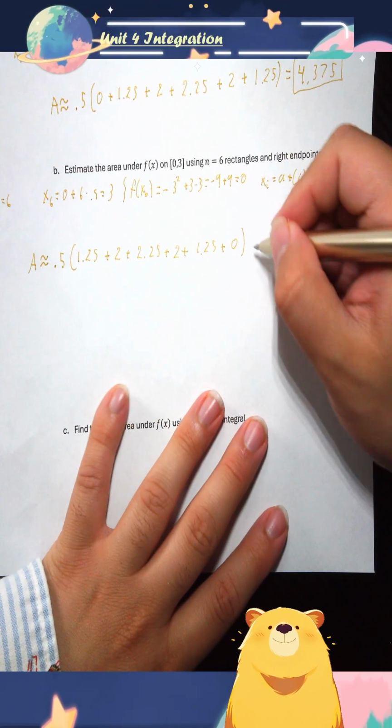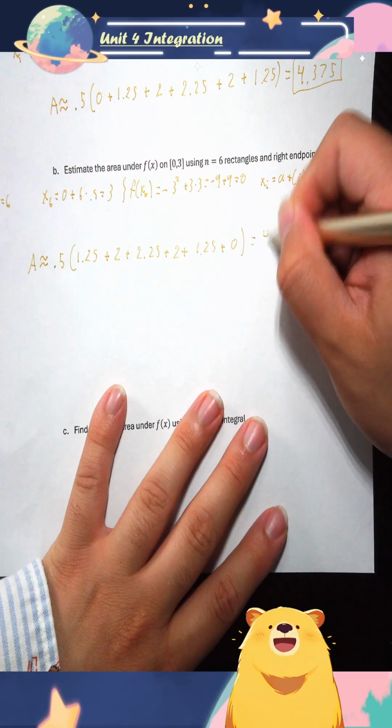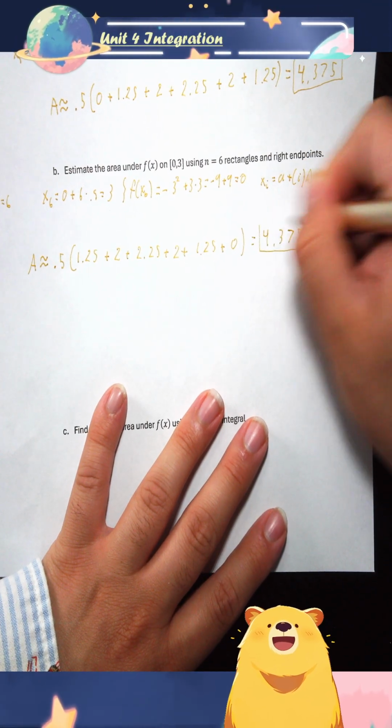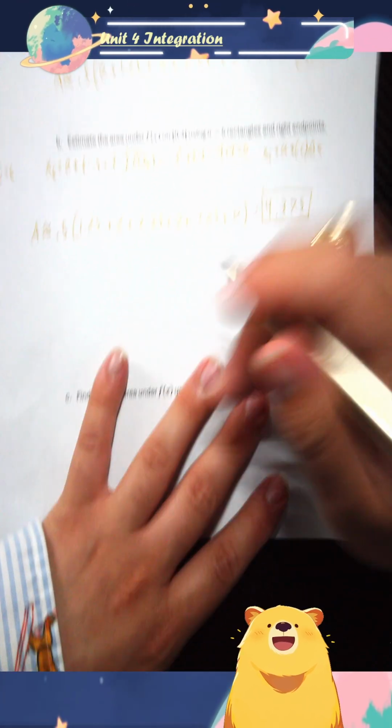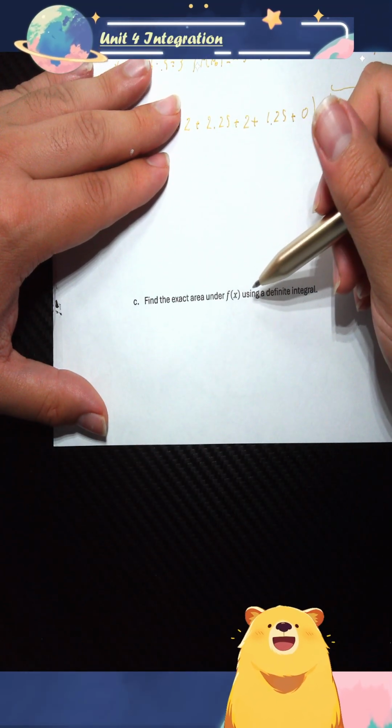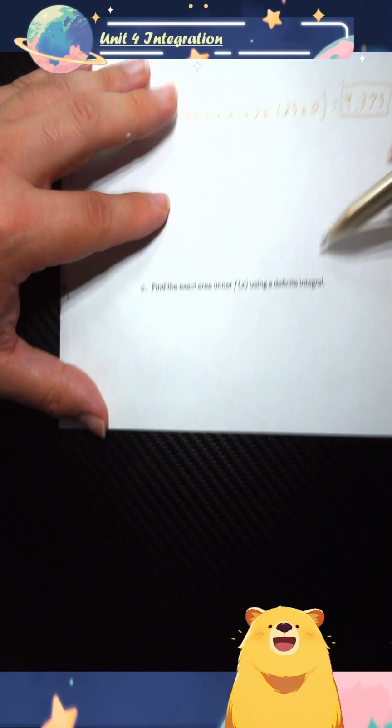And you can do the same thing. So 4.375. Again, is this the area? No, it's the approximate area. All right. C, we're going to find the exact area now using the integral.